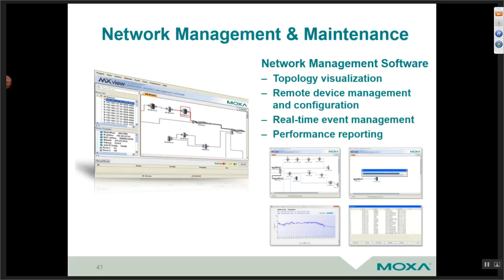It'll show you what devices are connected with the switches. It can let you know when there's a problem with the switch, and it actually does a lot more than that as well. You can do real-time event management and performance reporting.